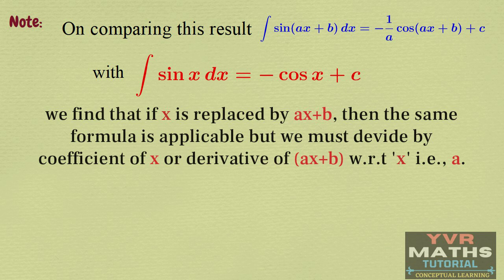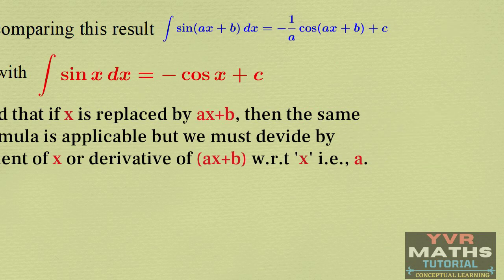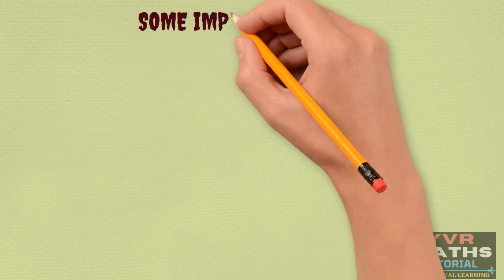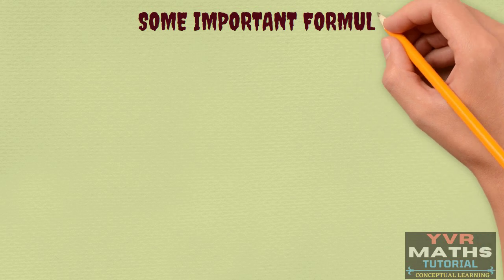I hope you understand. Like this, in any of the fundamental integration formulas given in previous classes, if in place of x we have ax plus b, then the same formula is applicable, but we must divide by coefficient of x or derivative of ax plus b. That is small a. I will give you a list of some important formulas which are frequently used. See here some important formulas.